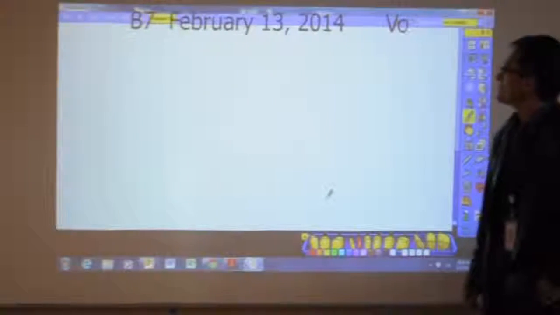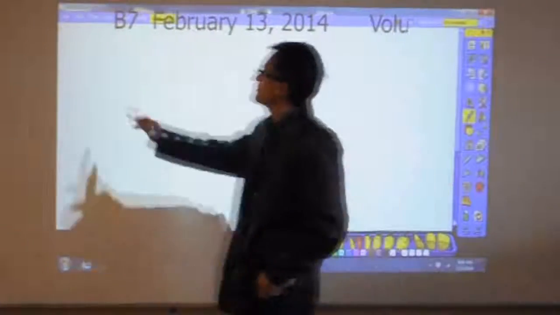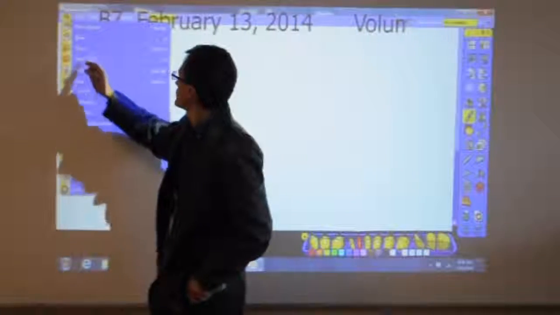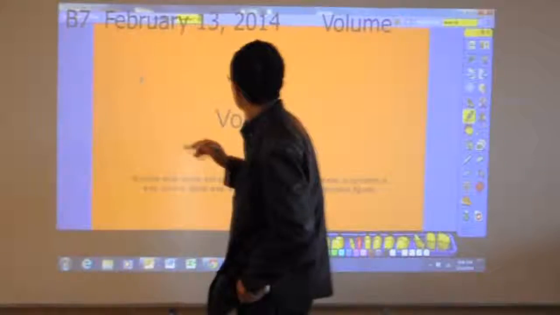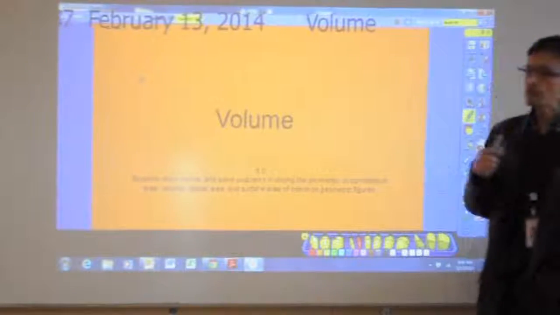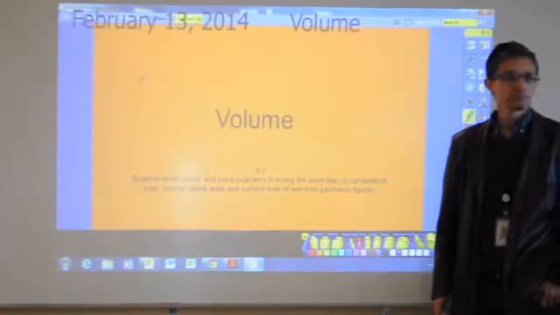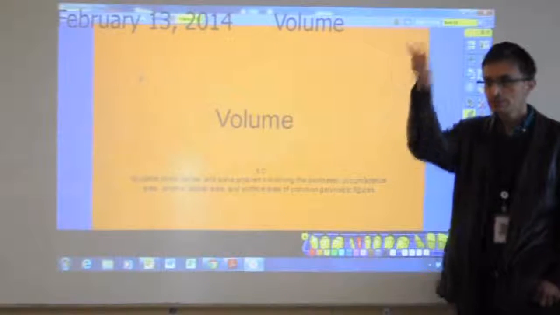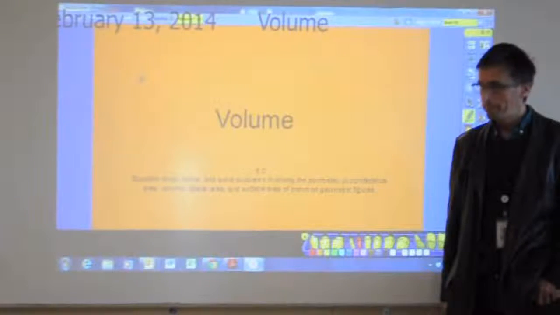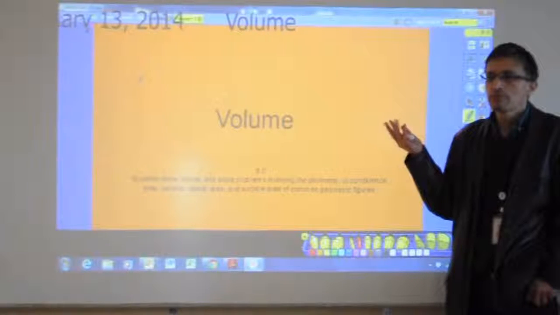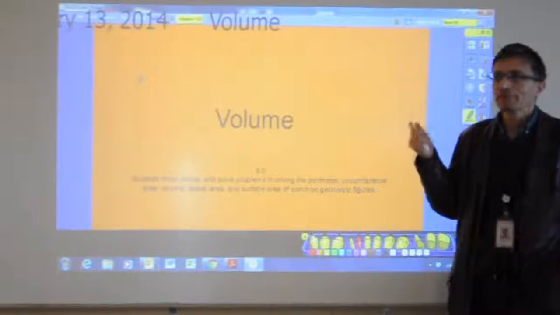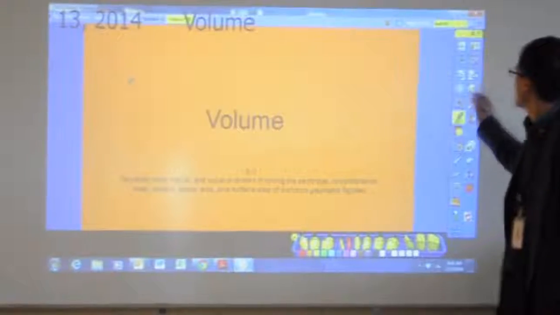Okay, guys, today we're going to start something that maybe you already worked on before. It's called volume. Any idea what volume is? Lifetime height. And what is it for? What do we need volume for? About the amount of density inside of an object. Yeah, there are things related to that.